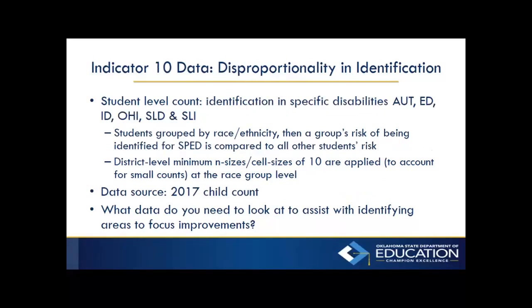Autism, emotional disturbance, intellectual disability, OHI, SLD, and SLI, okay? Only those 6. So again, we group by race and ethnicity, we calculate risk by groups, and then we apply that minimum N size. The data source again comes from 2017 child count, your disability information, just primary disability only, we do not look at secondary.